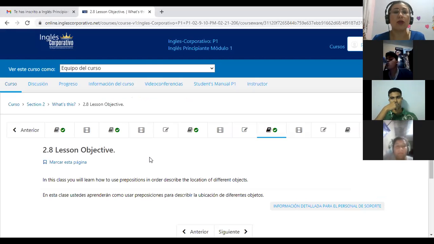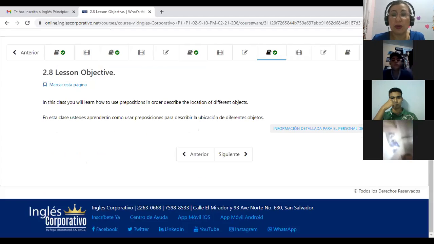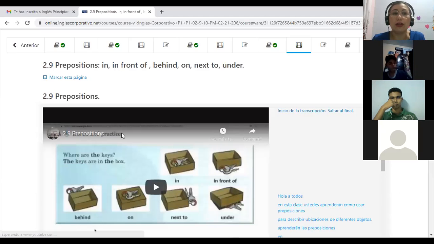Para mañana lo vamos a dejar ya conectado de una vez con la plataforma. Así mañana ya solo vamos a ingresar en lo que sería la práctica del tema. For tomorrow, we are going to cover 2.8 that says in this class, you will learn how to use prepositions in order to describe location of different objects. So I would like to ask you to go to the platform and explore the video and work on this 2.8 and 2.9 topic. 2.9 is prepositions of place. Here in the platform, we are going to work with behind, on, next to, in front of, and under, okay?